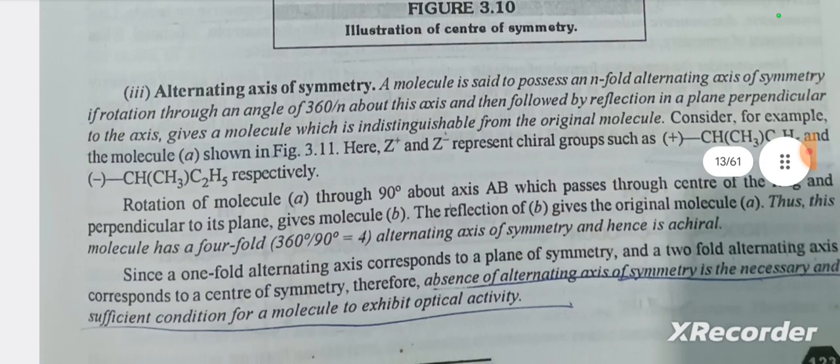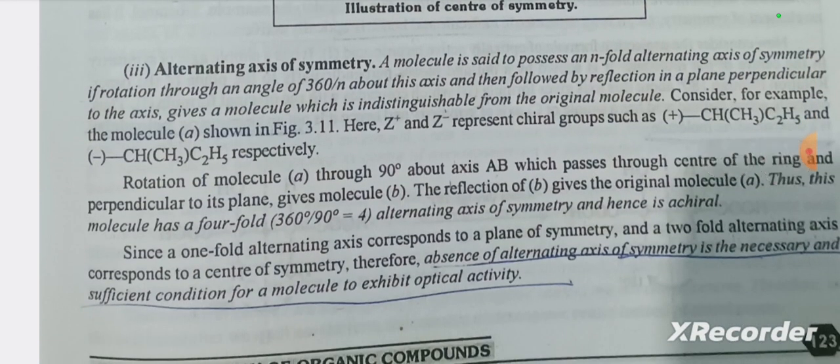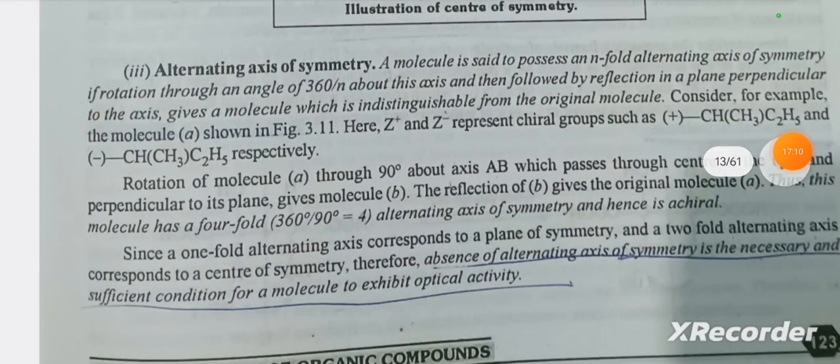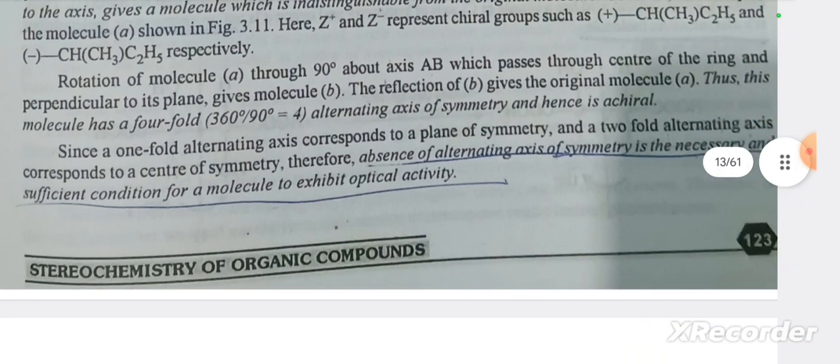Third, alternating axis of symmetry. A molecule is said to possess an alternating axis of symmetry if rotation through an angle of 360 degrees divided by n about the axis, and then followed by reflection in a plane perpendicular to the axis, gives a molecule which is indistinguishable from the original molecule.